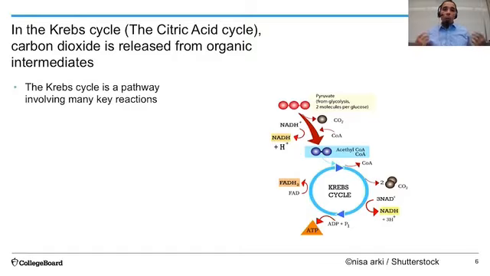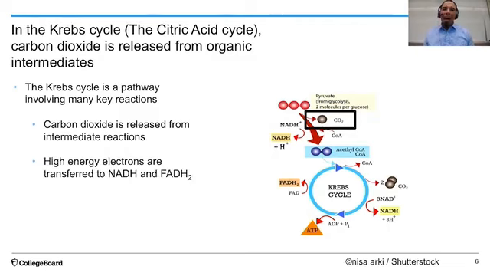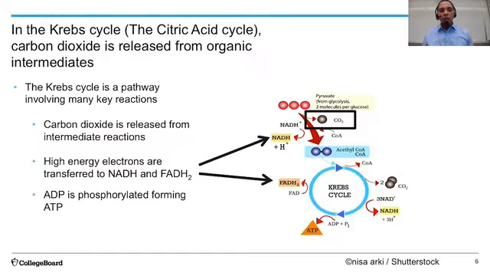And so what the Krebs cycle is, it's a pathway that involves many key reactions. The first being carbon dioxide is released from intermediate reactions. And so you can see right there, there is that CO2 being released. Also, high energy electrons are transferred to NADH and FADH2. Those are your electron carriers. And so there's the NADH there, and there's your FADH2 there. And then also ADP is phosphorylated, forming ATP.